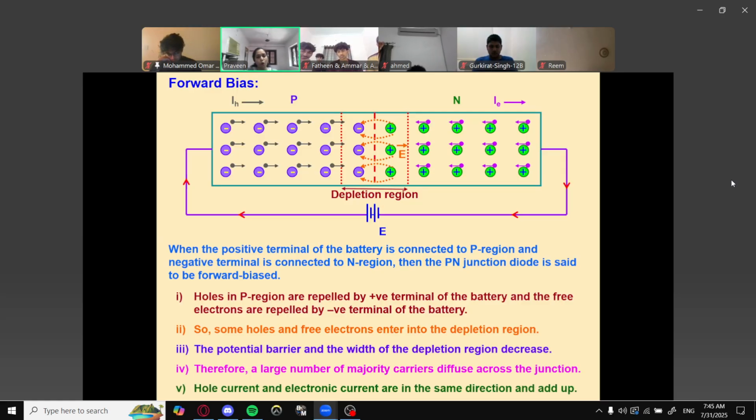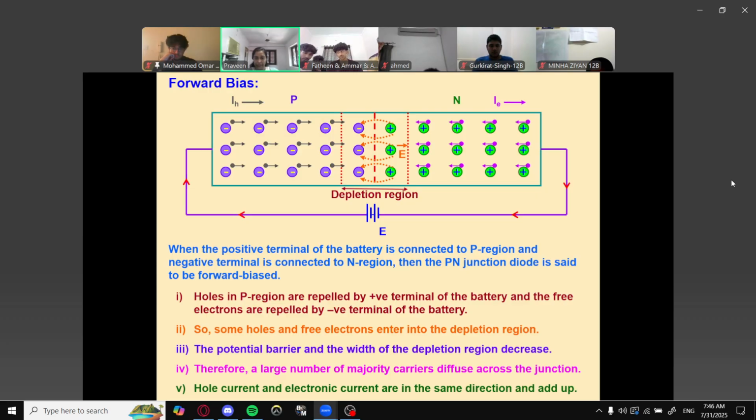So we will have hole current and electron current in the same direction, and hence they will be added up. Okay. Just remember what forward biasing is. Forward biasing happens when you are connecting the P side of the junction to the positive terminal and the N side of the junction to the negative terminal.